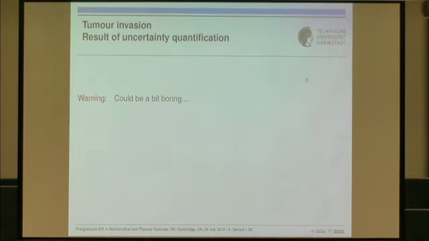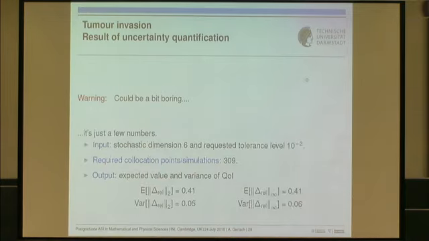And for the tumor invasion model, what is the uncertainty quantification saying? Well, that could be a bit boring for you. It's just numbers. No fancy pictures here. The input has stochastic dimension 6. We have discretized our random field with 6 random variables and accordingly deterministic functions. We requested a tolerance of 10 to the minus 2 in our UQ, and the required collocation points, or simulations, ended up to be 309.